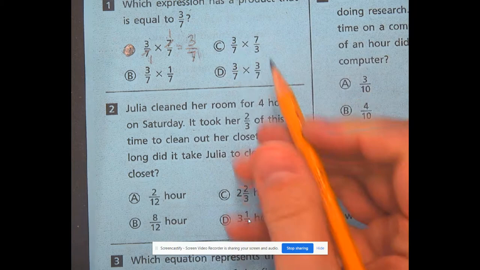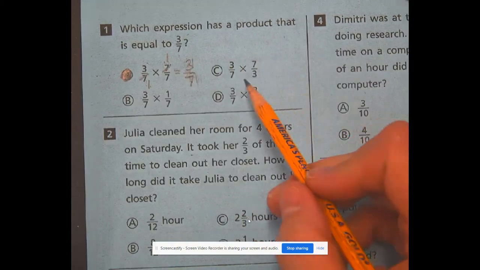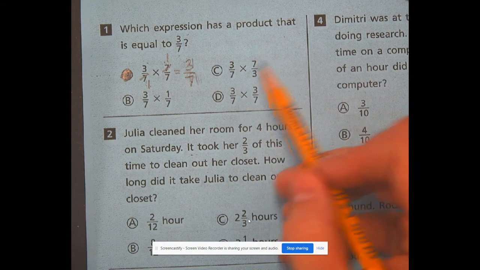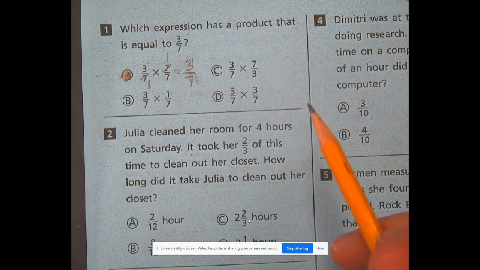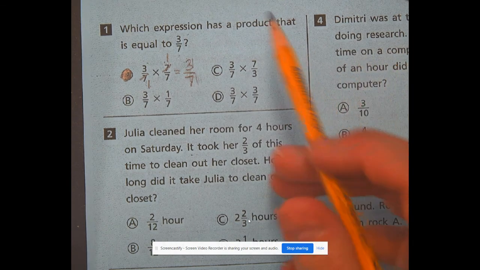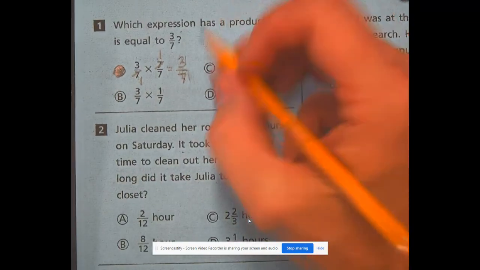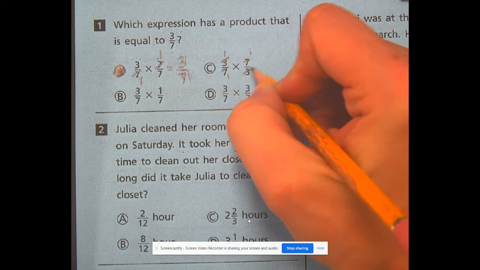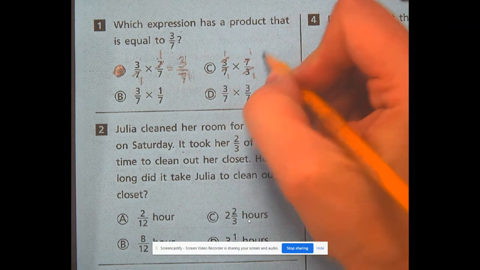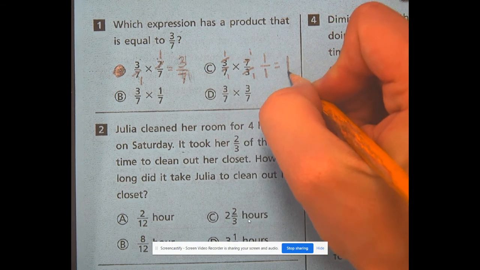We're going to check the others. It didn't say all in our question. Oh, look at this one. That's not going to work, because can you tell me what it is just by looking at it? Look at the cross canceling. Yeah, it equals 1 whole, because 7 divided by 7 is 1, and 3 divided by 3 is 1. 1 times 1 times 1, 1 times 1 is over 1, which equals 1.